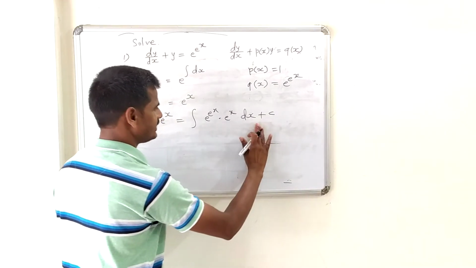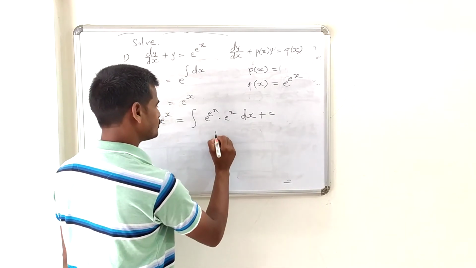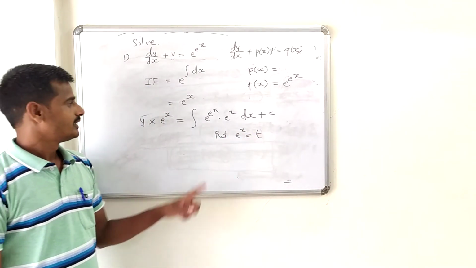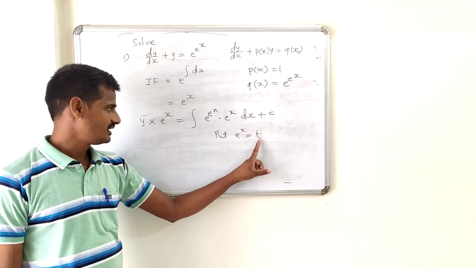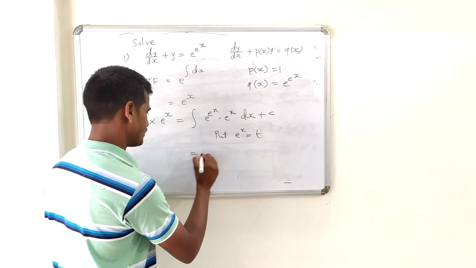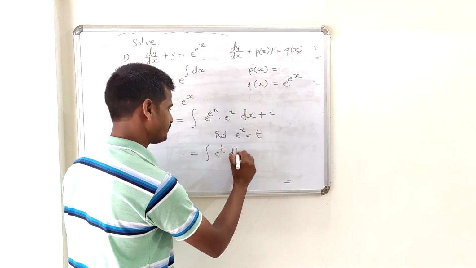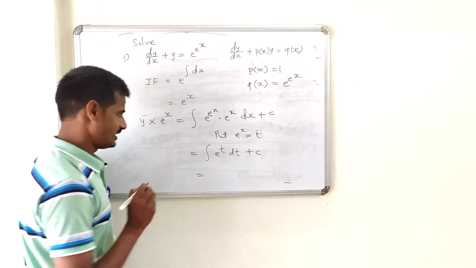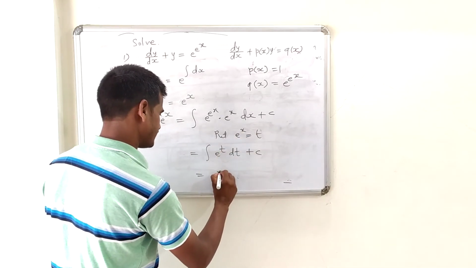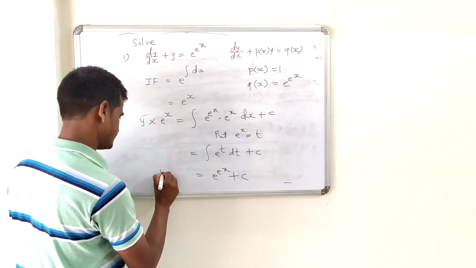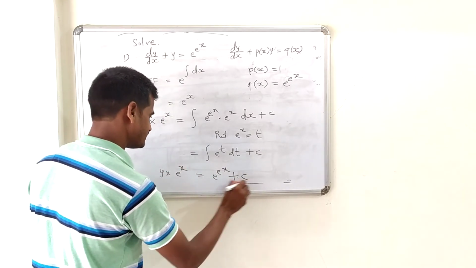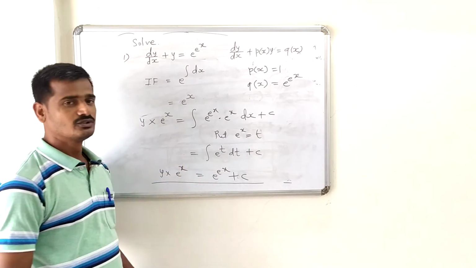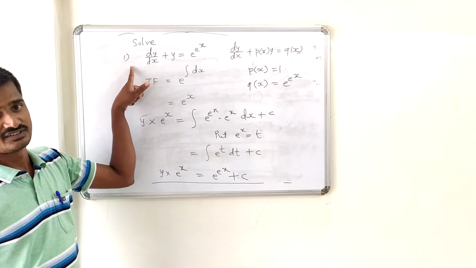Now let us solve this integral. It is not difficult. Put e^x = t. So e^x dx is dt, and it will transform into the integral of e^t dt plus c. The integral of e^t is e^t, and replacing t by e^x, plus c. So y e^x = e^(e^x) + c. Here c is the constant of integration. So this is the solution of the given differential equation.